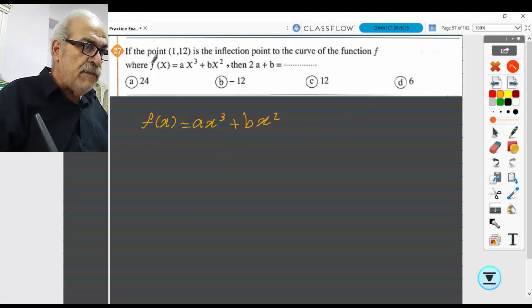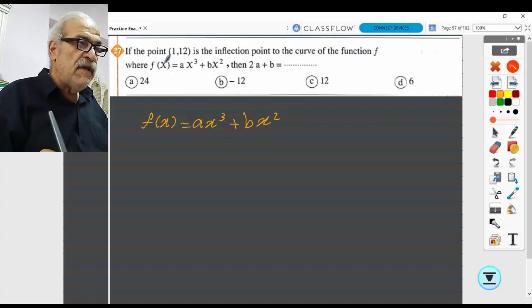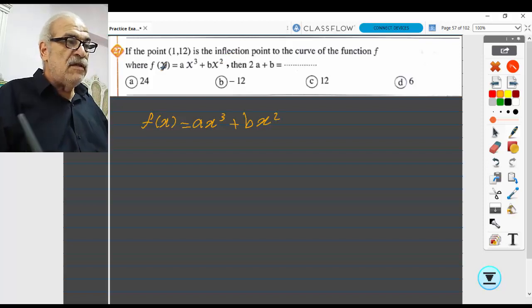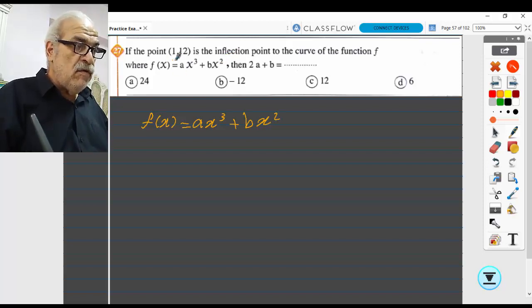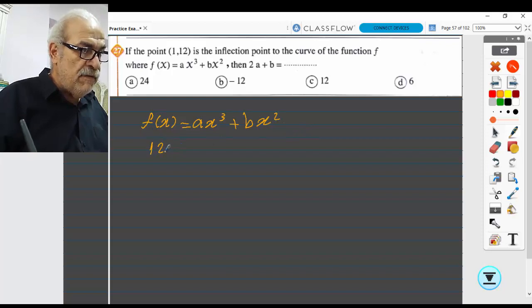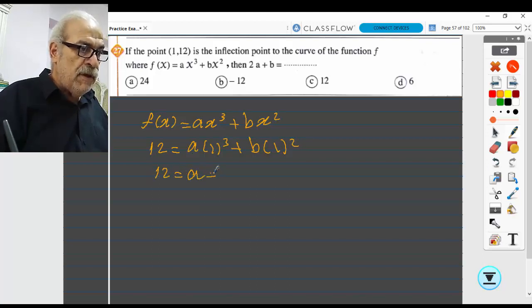Again, we have the point (1, 12). It is an inflection point, so it belongs to the curve of this function. So when x equals 1, we will get y equals 12. So we can substitute in this form y equals 12, of what? a multiply 1 power 3 plus b multiply 1 square. So the first equation is 12 equals a plus b. The required here is to find 2a plus b, not a plus b.